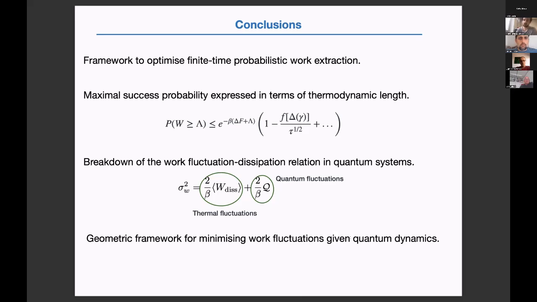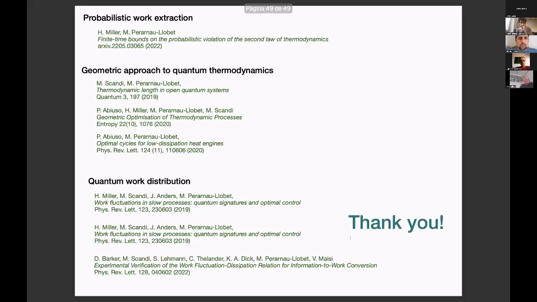Let me finish by giving a few references. The work that I explained on probabilistic work extraction we put recently on arXiv. But this is part of a series of works about geometric quantum thermodynamics. In particular, this one here is a review, so if you're interested, I think it's a nice way to get into the topic. And in the last part of the talk, I talked about the quantum work distribution, and this is based on the following papers.